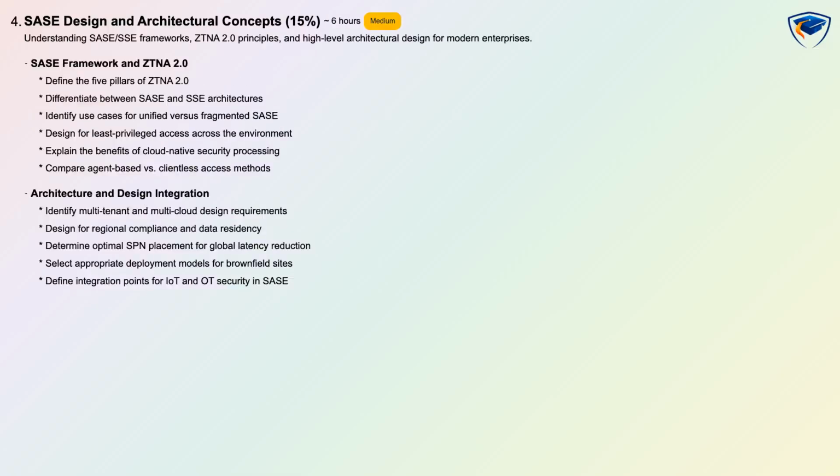SASE Design and Architectural Concepts makes up 15% of the exam, is rated medium, and recommends about 6 hours of study with conceptual and scenario-based assessment. You will learn the SASE and SSE frameworks and the 5 pillars of ZTNA 2.0. Understand the differences between unified and fragmented SASE architectures, and design for least privileged access and cloud-native security processing.